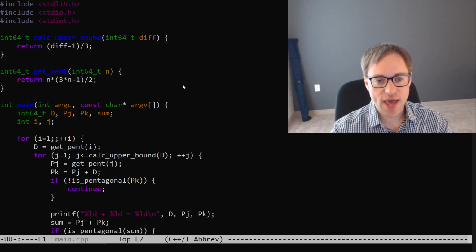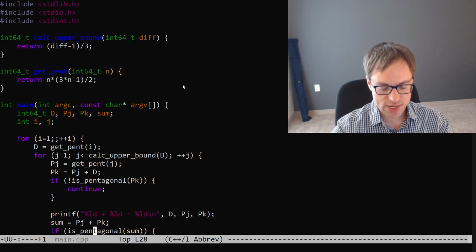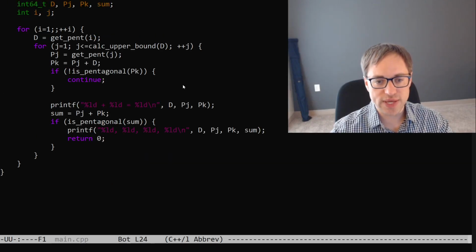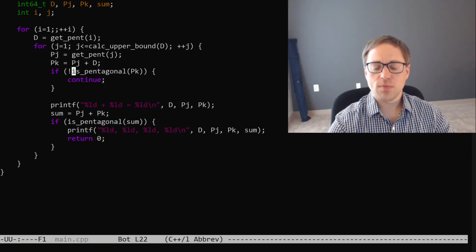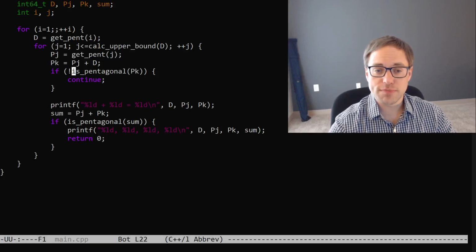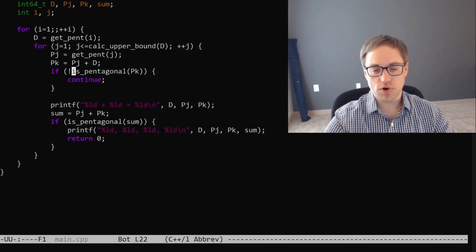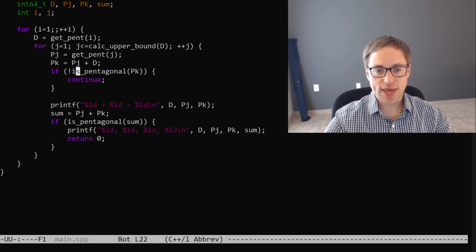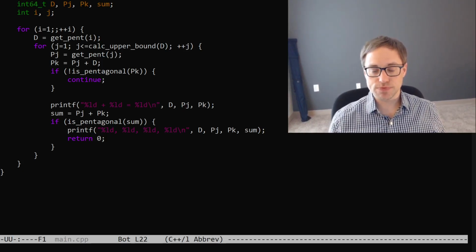Okay, so we have just one more thing that we need to implement before we can test our algorithm, and that's this function here, is_pentagonal. Now I'm going to start by showing you the original implementation that I came up with for is_pentagonal, and it's based on an algorithm called binary search.